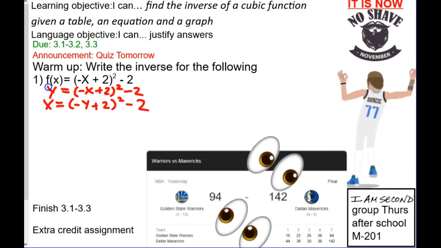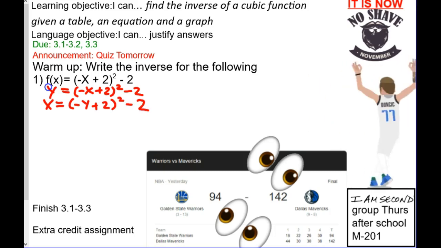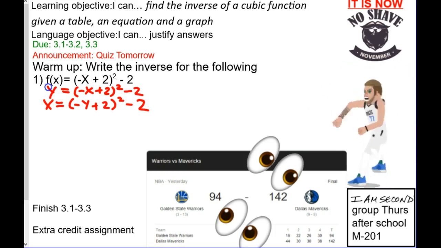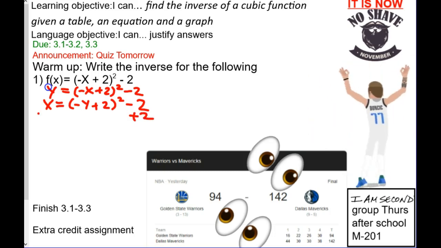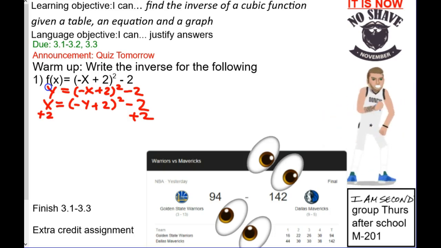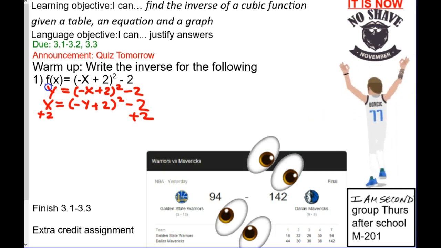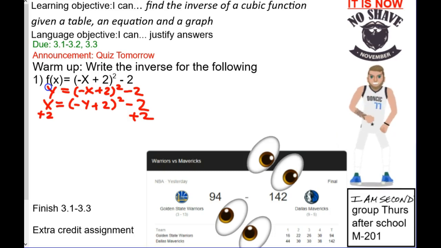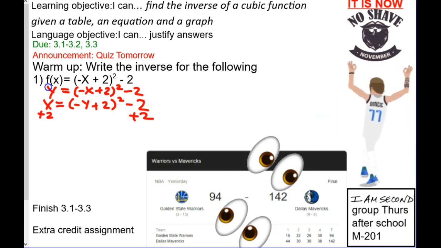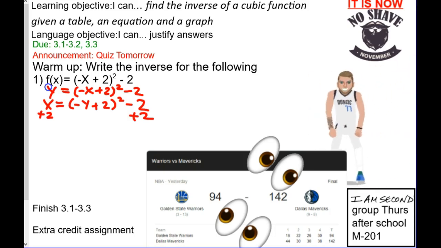Now, there's a lot going on here. What should I get rid of first? Okay, that loner minus 2 at the end. Add 2. x plus 2. What's x plus 2? Is it 3? Is it 2x? All right. x plus 2.